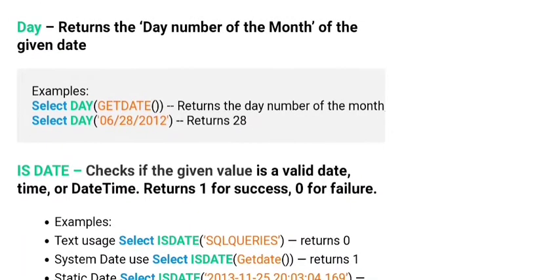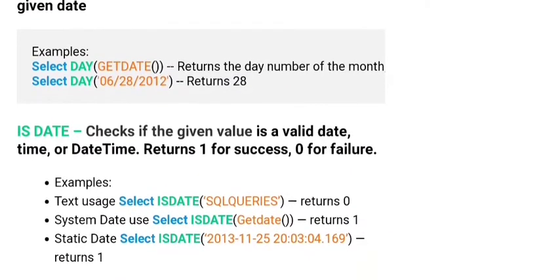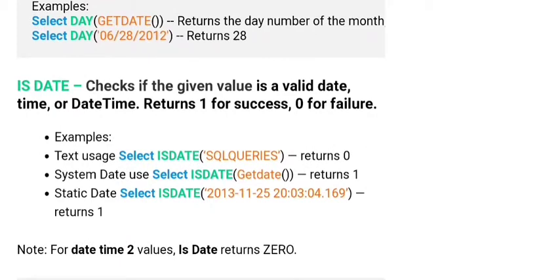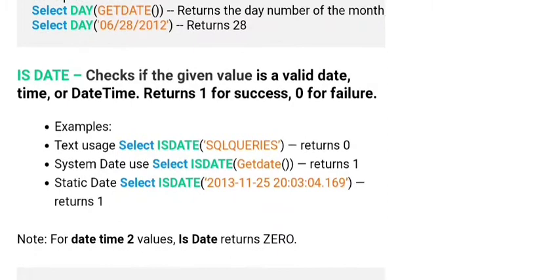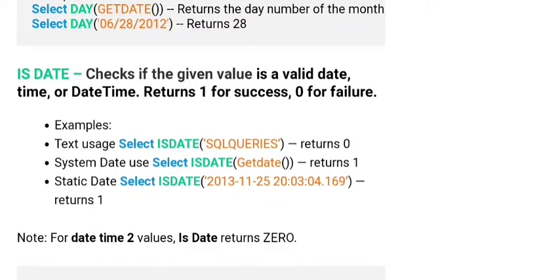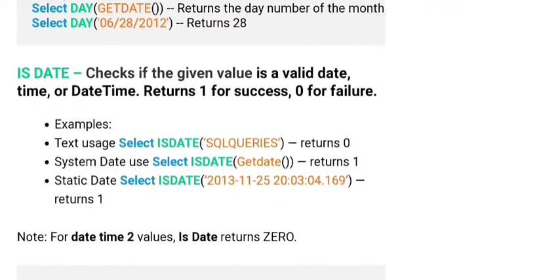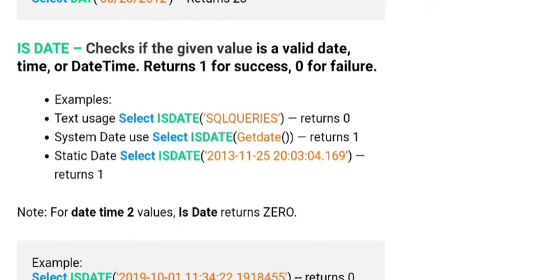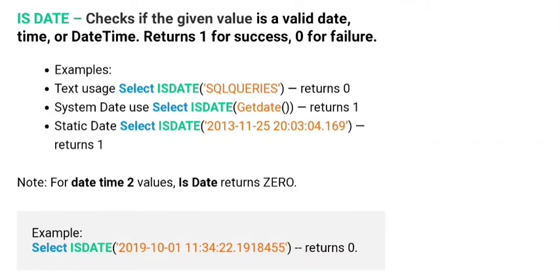And the next one is the isdate function. The isdate function checks whether the given value is a date or not. It returns a boolean value. In the example, the first one we are passing is a SQL query string. Isdate of that returns 0 because this is not a date. The second one is isdate of getdate. It returns 1 because getdate is a date, so it tells us true. And the last one, we are passing a date with a timestamp and it returns 1.